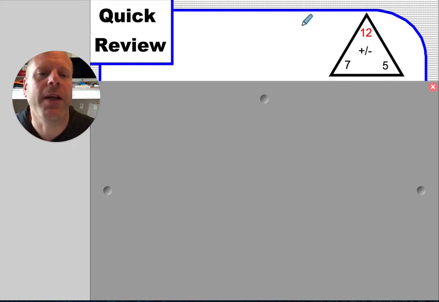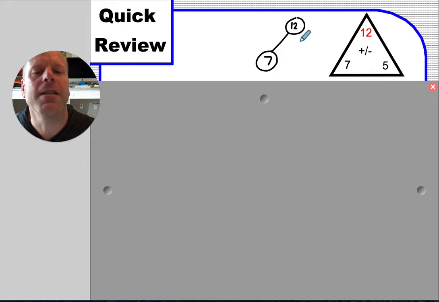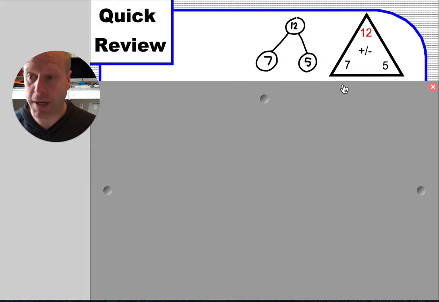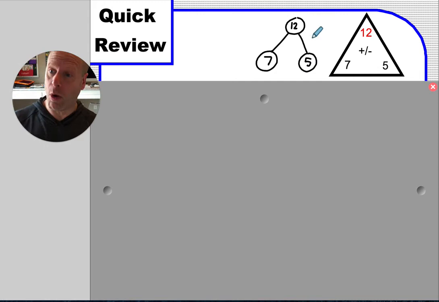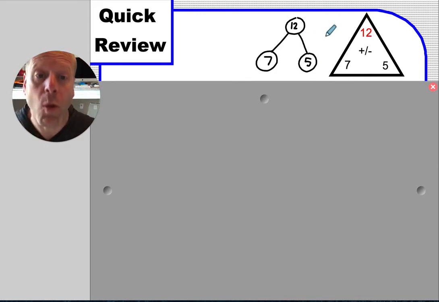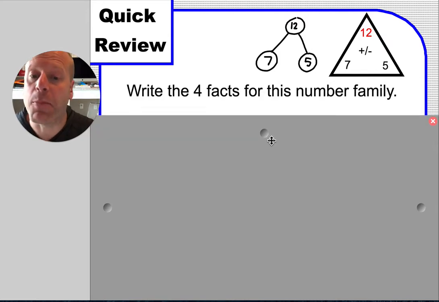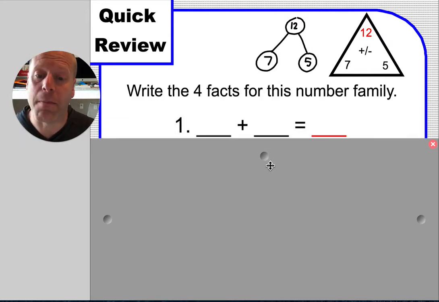Some of you might recognize this better if I draw it as a number bond. The idea is very much the same, that inside of every 12 is a 7 and a 5, right? Part, whole. Now, when you think about those numbers and the relationship, you can come up with 4 facts that are from this number family.